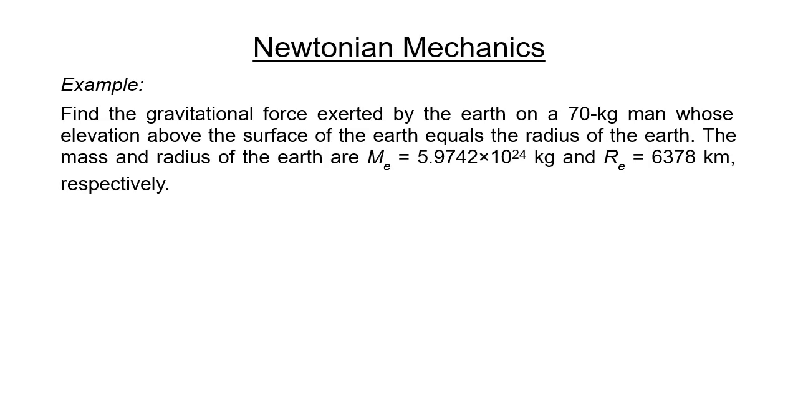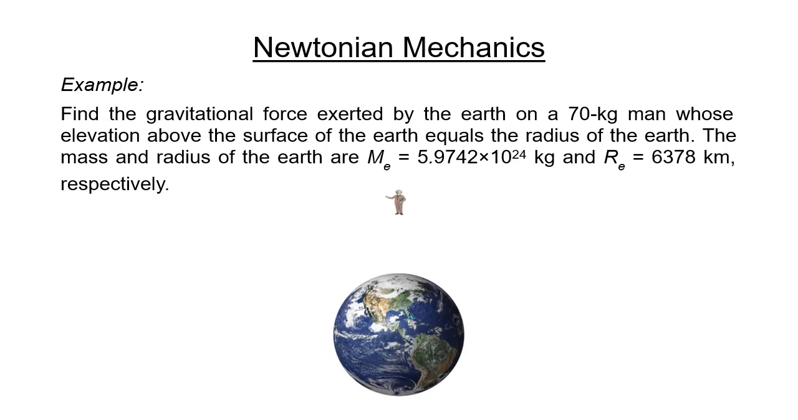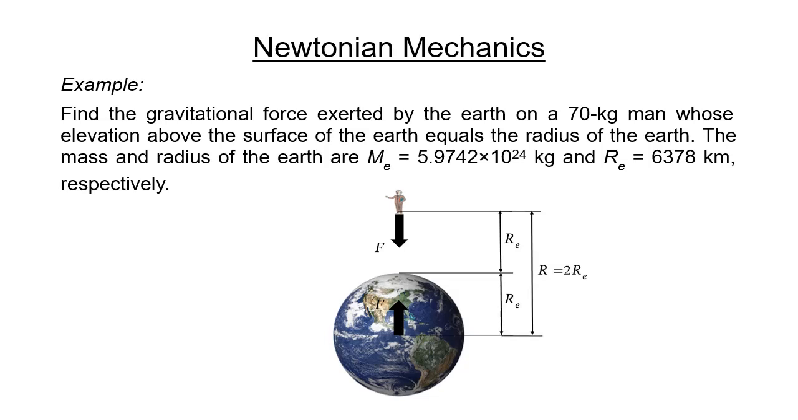According to the problem, the 70 kilogram man is located at an elevation above the surface of the Earth, which is also equal to the radius of the Earth. To calculate the gravitational force, we need to determine the center-to-center distance measured from the center of the Earth to the man. In this case, the center-to-center distance is equal to twice the radius of the Earth.